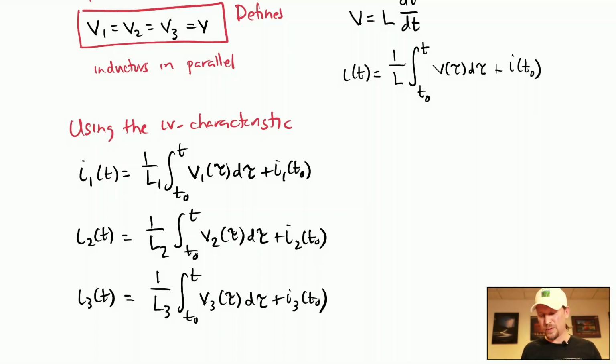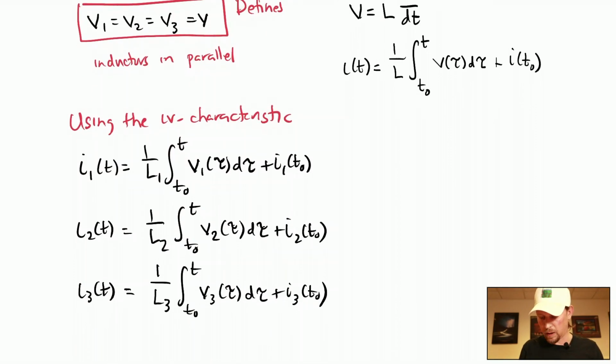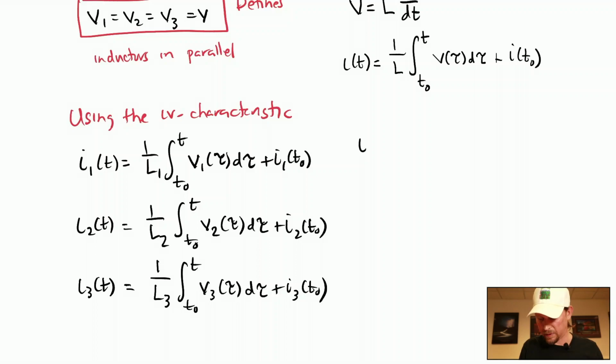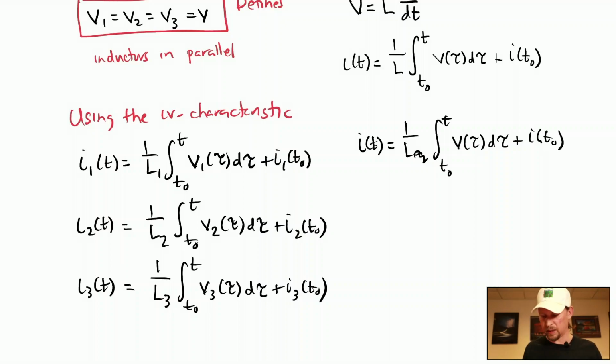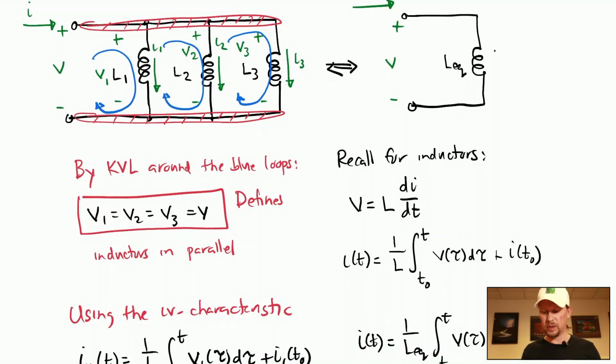And notice that we can also apply this to the circuit on the right, the equivalent circuit. So here on the second circuit, we have that the current as a function of time is equal to 1 over the equivalent inductance, the integral from t0 to t, the voltage integrated with respect to the dummy variable tau, plus the current that existed at time t0. So notice that this is essentially a set of 4 formulas. The first 3 apply to the network, while the last one applies to the equivalent inductor.